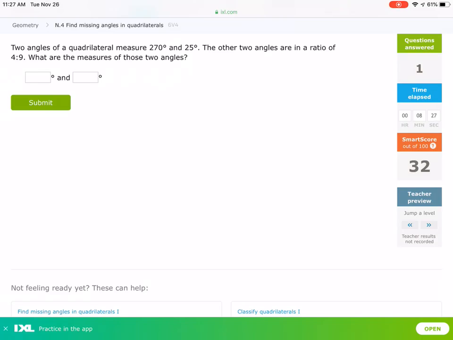I feel like this one's kind of the same. You're going to add 270 plus 25. You're going to get 295. There's going to be something left over, which is going to be 65 degrees. And then the other two angles are in a ratio of 4 to 9. You're going to do the total. So you're going to do 4 out of 13 and 9 out of 13 of the remaining 65 degrees. And then you're going to do the same multiplication. So it's basically exactly the same steps. I think you'll be able to follow it.